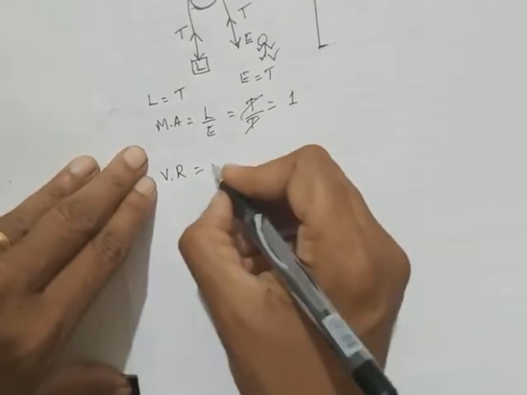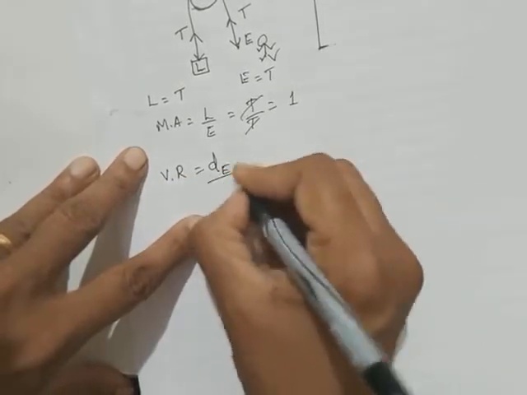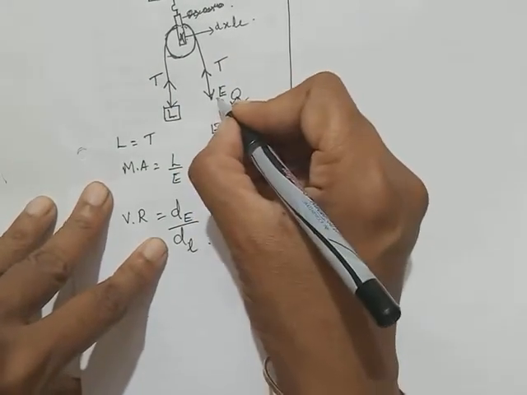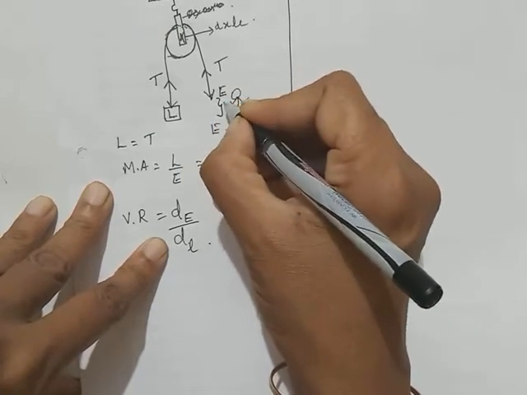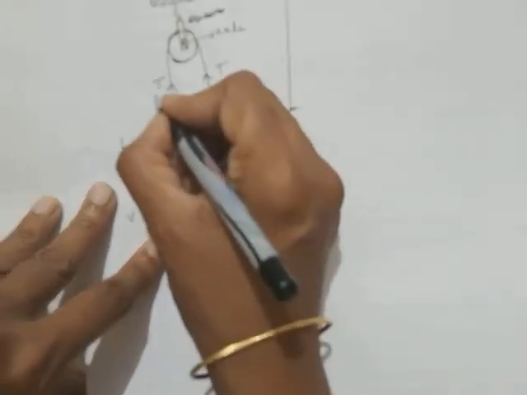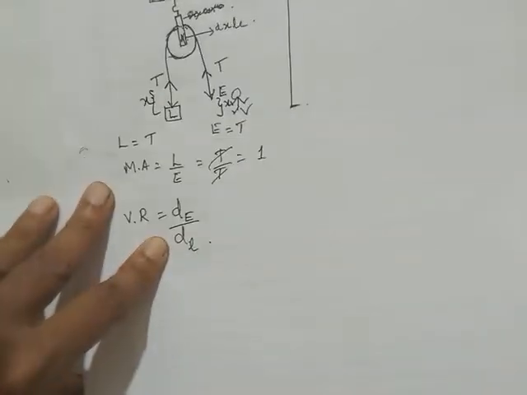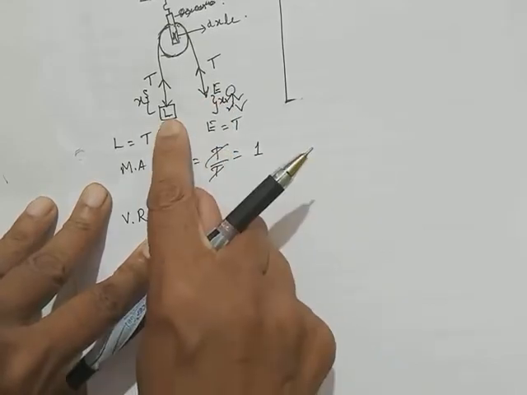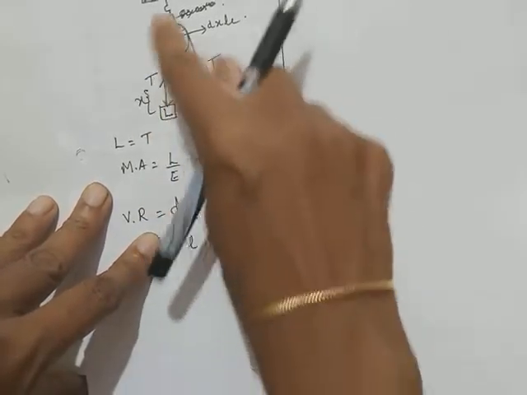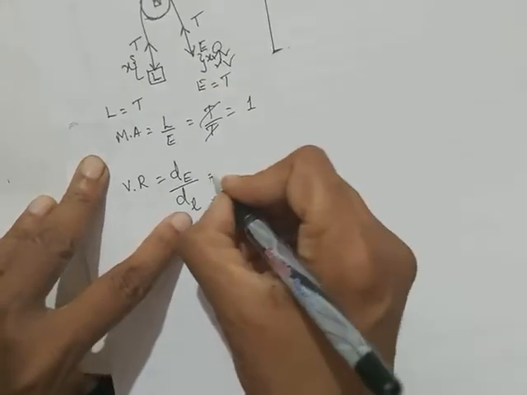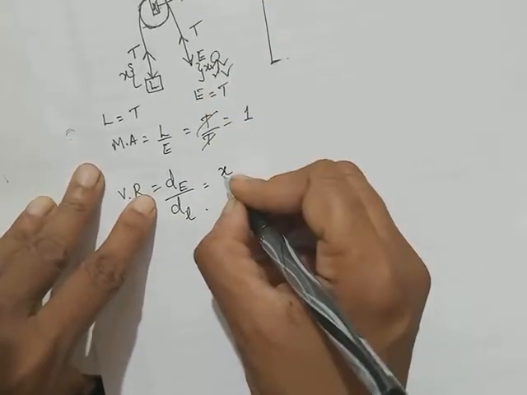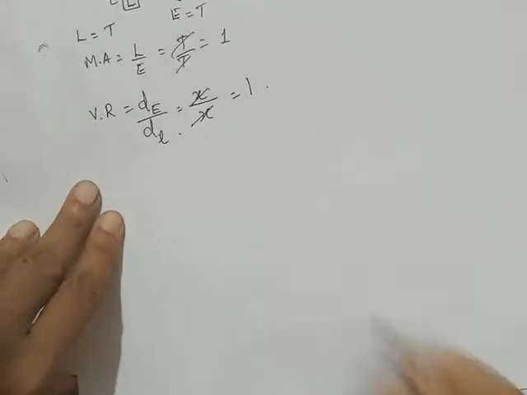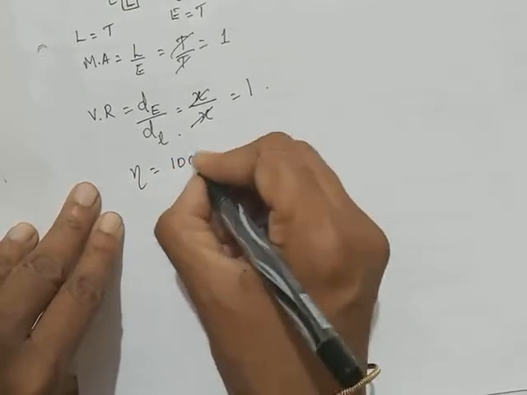Velocity ratio is dE by dL. Now this is like an ordinary pulley. If you pull this rope effort by a distance x, the load will also move through a distance x. Do you agree with me? If you pull this by a distance, say 10 centimeter, this will also go up by 10 centimeter because this is the same load. So if this moves through a distance x, load will also move through a distance x, and therefore again VR is also 1, and efficiency is 100%.